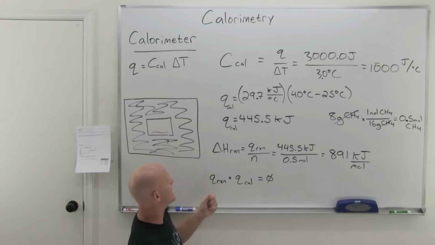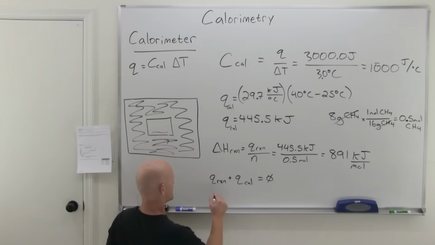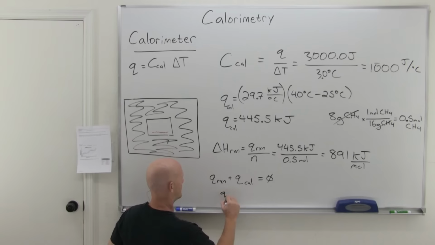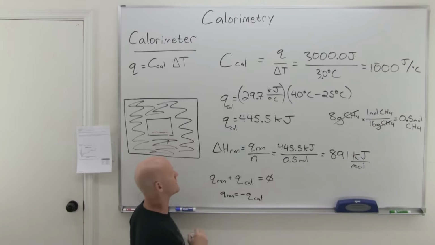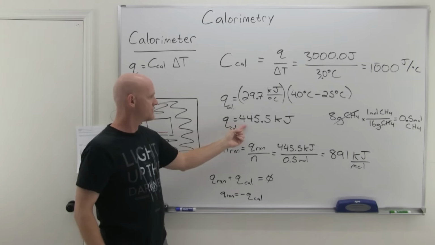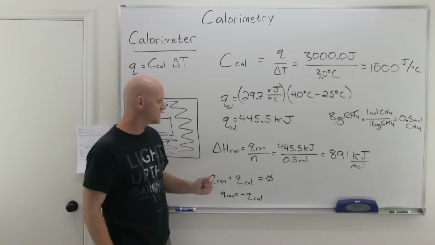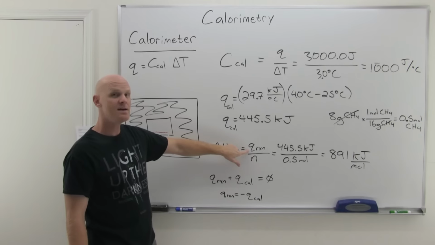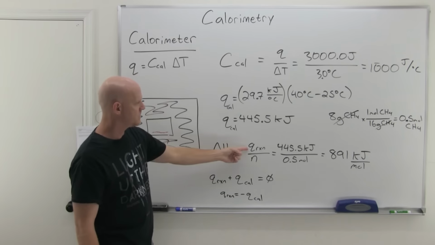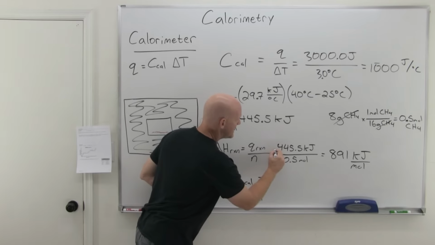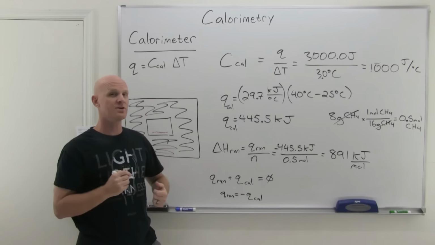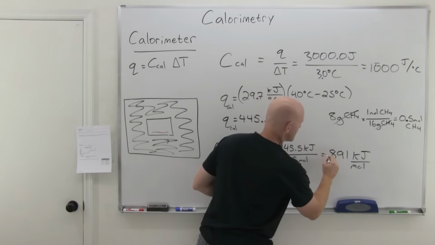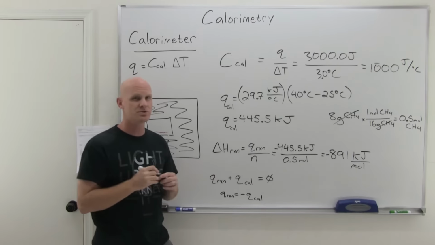And so in this case, when we have the Q calorimeter right here, notice that Q reaction is going to equal the negative of the Q calorimeter. So when we got the Q calorimeter of 445.5 kilojoules, when we go to plug it in right here for the Q of the reaction, we should be plugging in negative 445.5 kilojoules, and that's why we're going to come out with negative 891 kilojoules per mole.